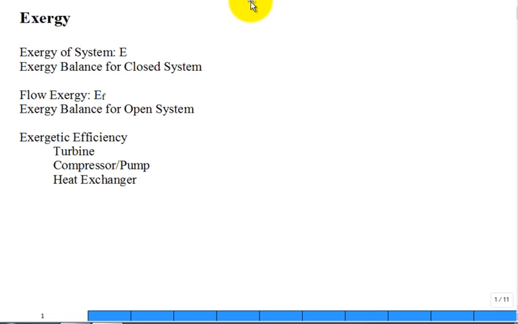So we start a chapter on Exergy. And that word Exergy should look very familiar to another word that you're very familiar with. What is that other word? Energy. And so what's the difference between them? Just one letter.